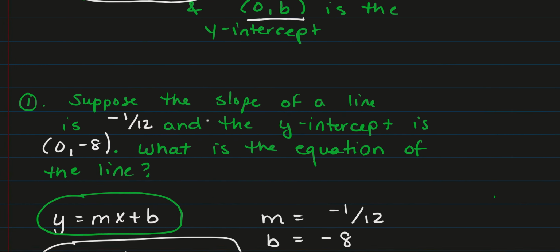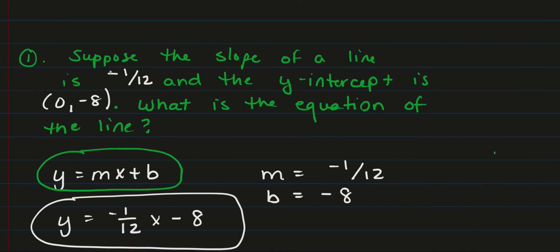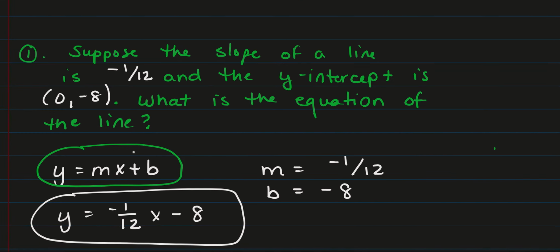We did an example. We said suppose the slope of a line is -1/12 and the y-intercept is (0, -8). What's the equation of the line? And we put it in slope-intercept form. So we put -1/12 in for m and -8 for b.